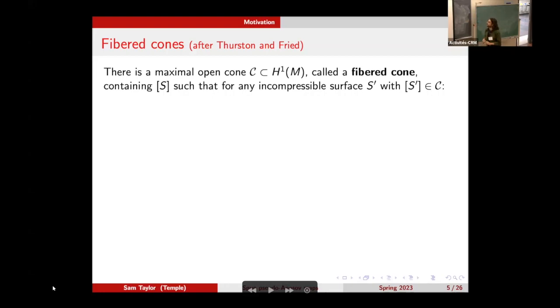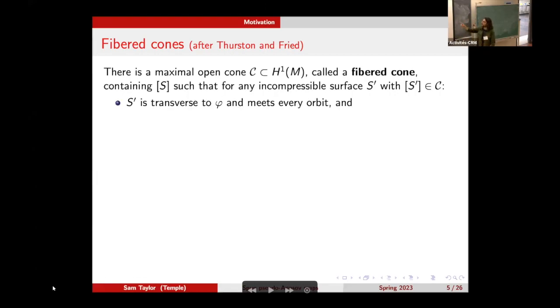Okay, so I'm going to look at the first cohomology of my manifold with real coefficients. That's a vector space. There's an open cone in that vector space called a fibered cone. And I'm going to just describe it to you in a specific way. It's not the original description, but I think this is a nice way of thinking about it. So for any integer class in that cone, any incompressible surface representing a class in that cone, here I'm thinking about a surface representing a point in that cone using Poincare duality.